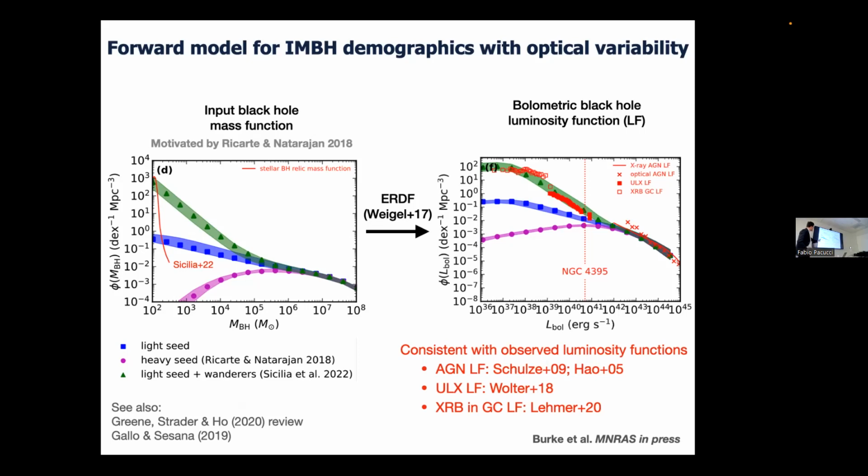So what we've done is we've assumed two fiducial models motivated by the Ricarte and Natarajan semi-analytic model from their 2018 paper. In blue is the light seed, so you have more, lighter, smaller mass IMBHs. And in magenta is the heavy seeds, where the number density falls off a little bit faster. And so those are the heavy and light seeds there.